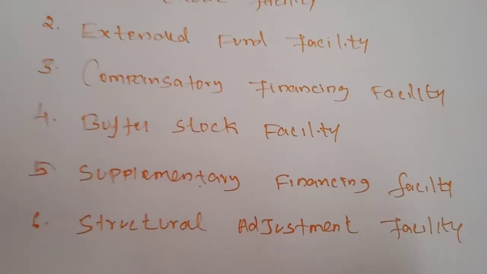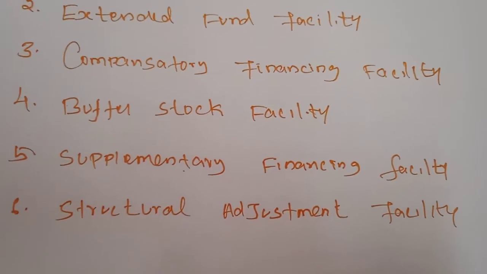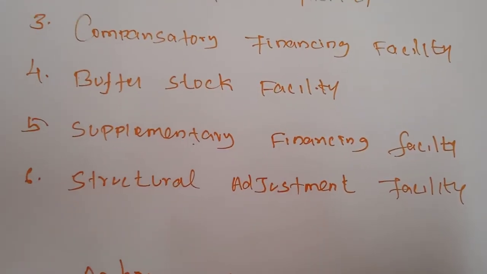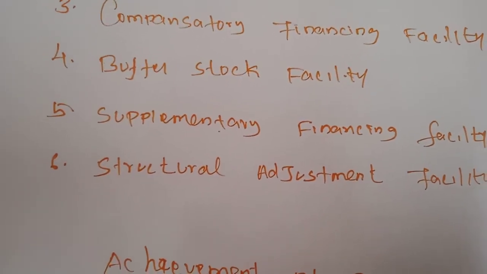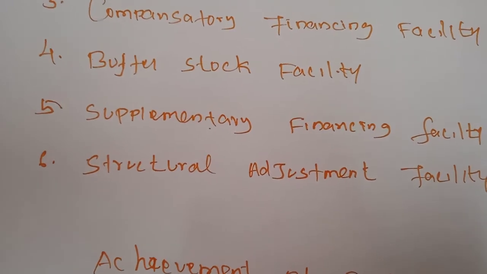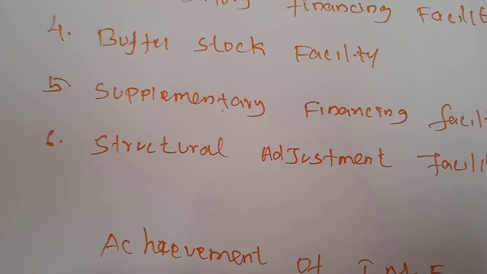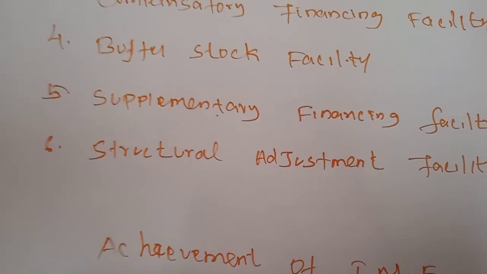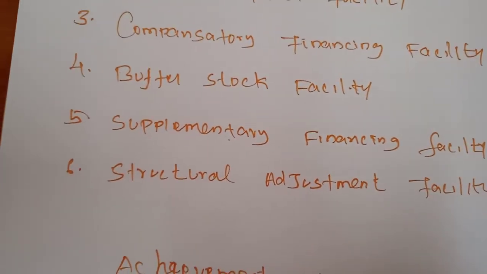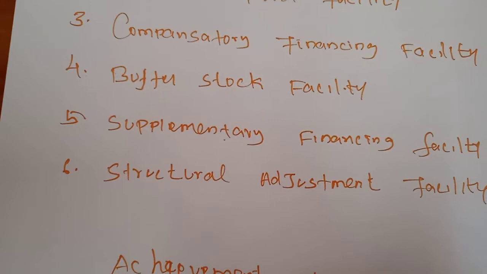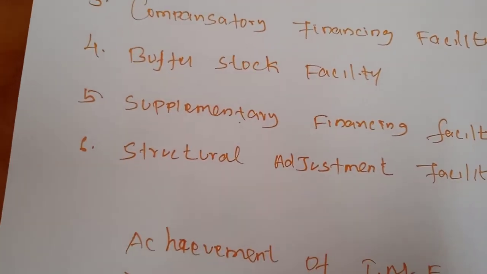Next, compensatory financing facility. In 1963, the International Monetary Fund established compensatory financing facilities to provide additional financing assistance to the member countries, particularly the primary producing countries facing shortfall in export earnings. The primary producing countries means, suppose if any of the nations started the export or the production of the primary sectors, it will be facing the financial problem.